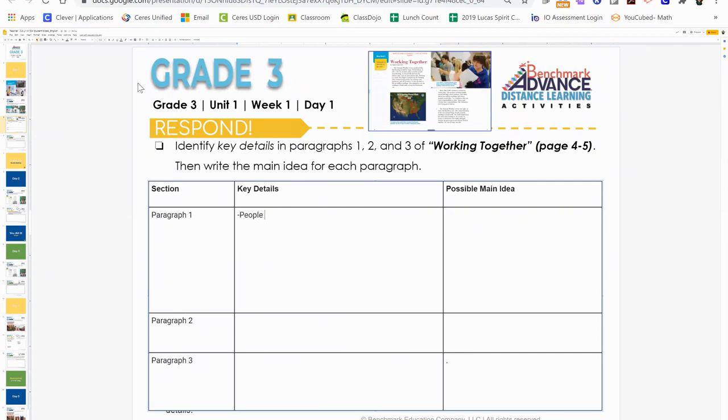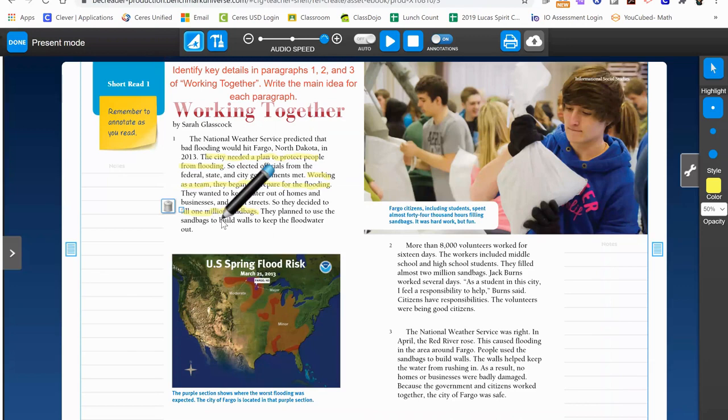People of Fargo needed a plan to prepare for the upcoming flood. Okay. I'll worry about spelling later. The next thing I highlighted was working as a team, they began to prepare for the flooding.